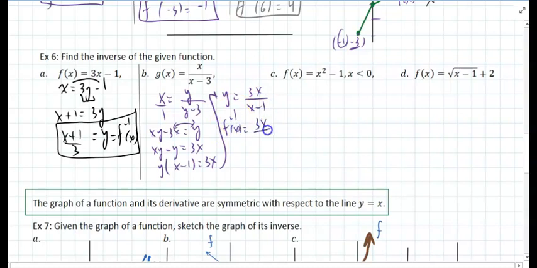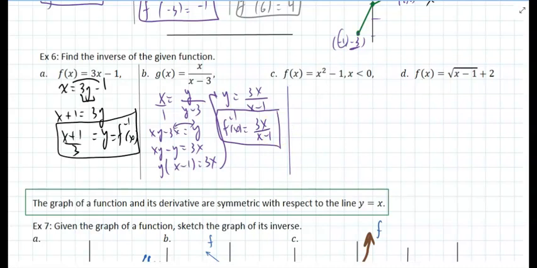Now, something very important about an inverse. If I said find the domain and range, we know domain is allowable x values. Range is kind of hard to see. But if I find the inverse of a function, the domain of the inverse is the range of the original. That's something to keep in mind.